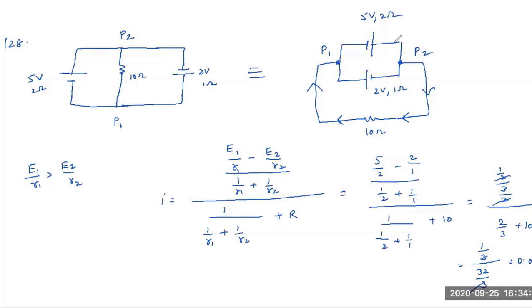Clear? So then the first cell delivers more current, and that excess current will flow through which one? The external resistor. So it flows from P2 to P1. For example, if E2 by R2 were greater than E1 by R1, then we can say that it flows from P1 to P2. But in our question, it will be from P2 to P1. Okay, so this is your answer.